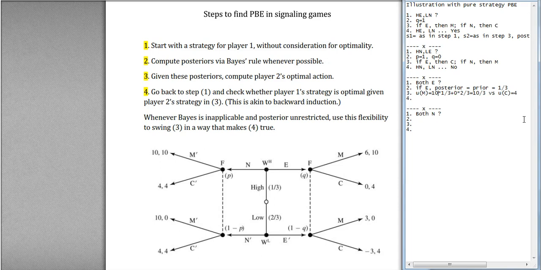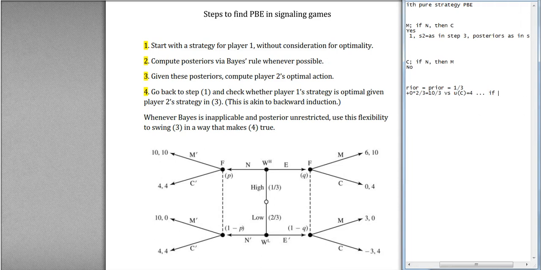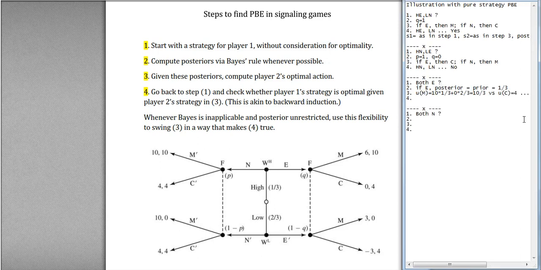Well, you make the job applicant a manager, you get 10/3, and you make that applicant a clerk, and you get 4. Clearly, 4 is better. So the optimal response is the following. If you observe education, then make the person a clerk.